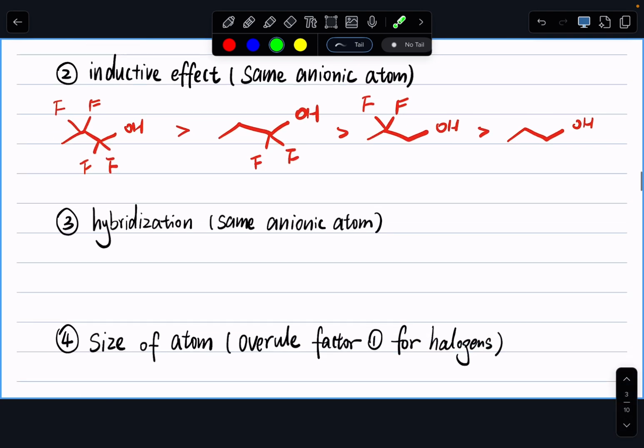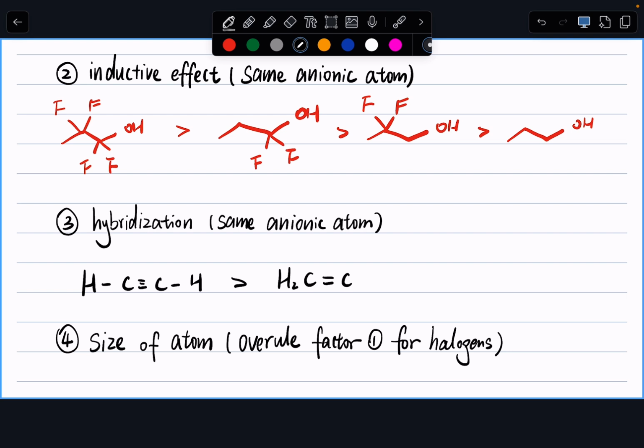And next one, hybridization. So hybridization sort of works similarly to the electronegativity trend. But in this case, we're just gonna focus on carbon. We're saying the acetylene, which means dissociation of the terminal hydrogen on the sp carbon, is more acidic than an alkene, a terminal alkene like ethene, and even more acidic than your sp3 carbon, ethane.